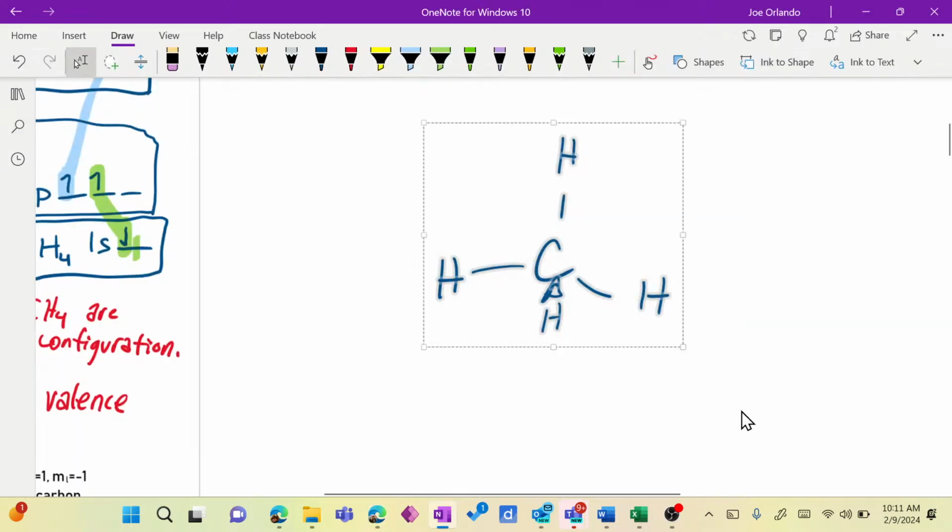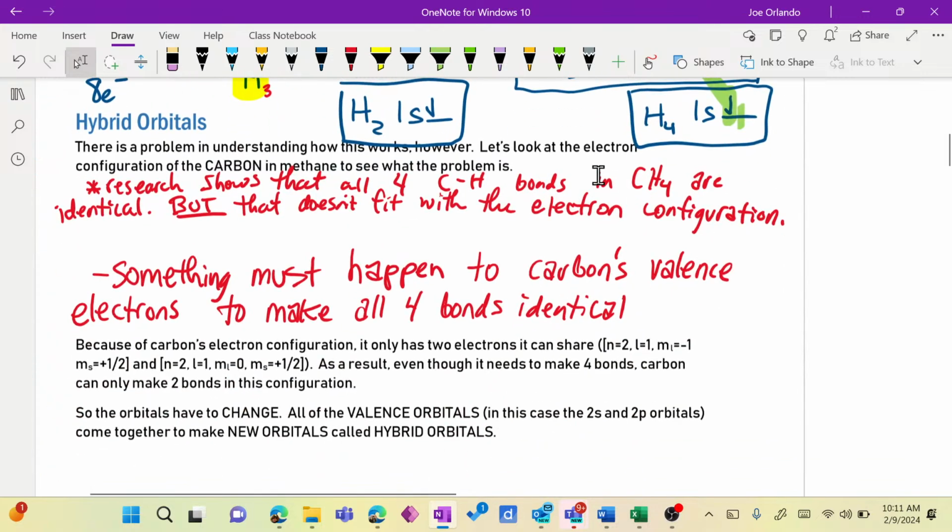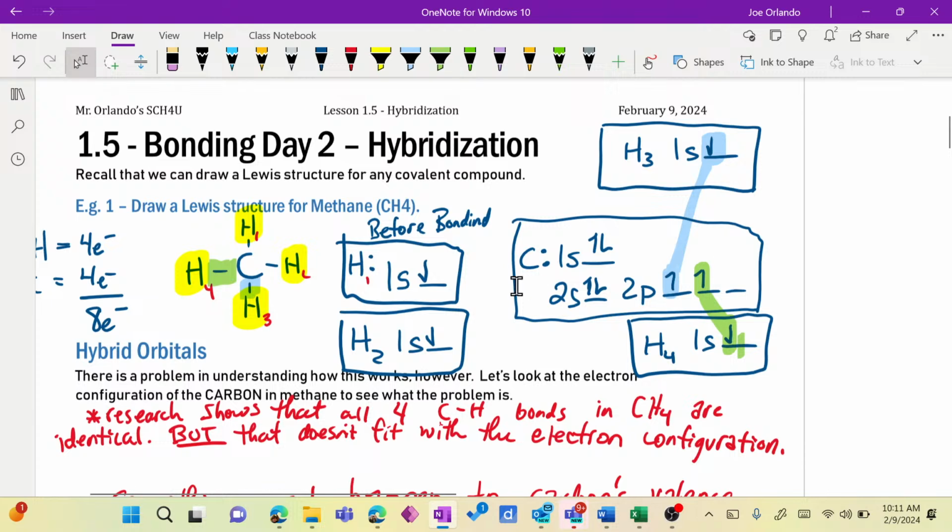So long story short, it can't be the p and the s orbitals. It doesn't work with what we know this thing looks like. So if the facts don't fit your theory, you've got to change the theory. Now, again, what we have for orbital notation works perfectly when atoms are on their own.